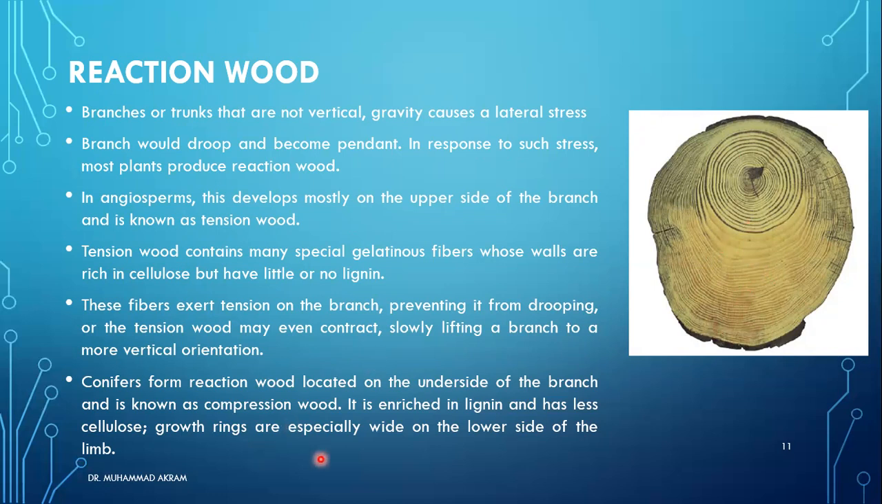Growth rings are especially wide on the lower side of the limb. Here one, two, three, four, or five rings are produced, which are wider in these regions as compared to the rings you can see over here, as well as the lower types of wood. This is the compression wood.